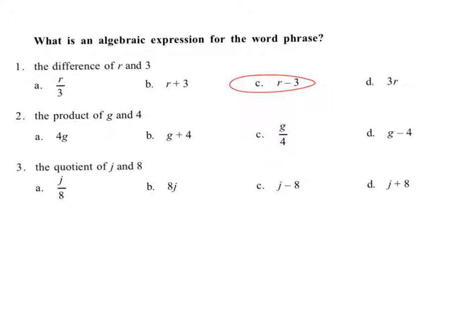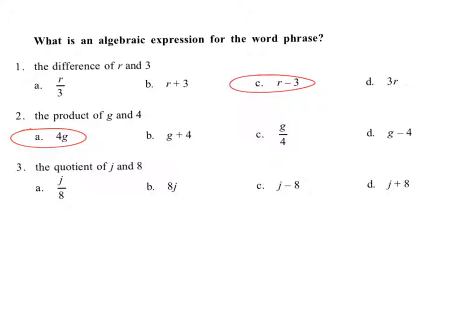In fact, that's preferable. We want to take the number that's multiplying a variable and we want to write it as the coefficient. The coefficient in this case is the 4. Okay? So that becomes 4 times G or 4G. Answer is A.